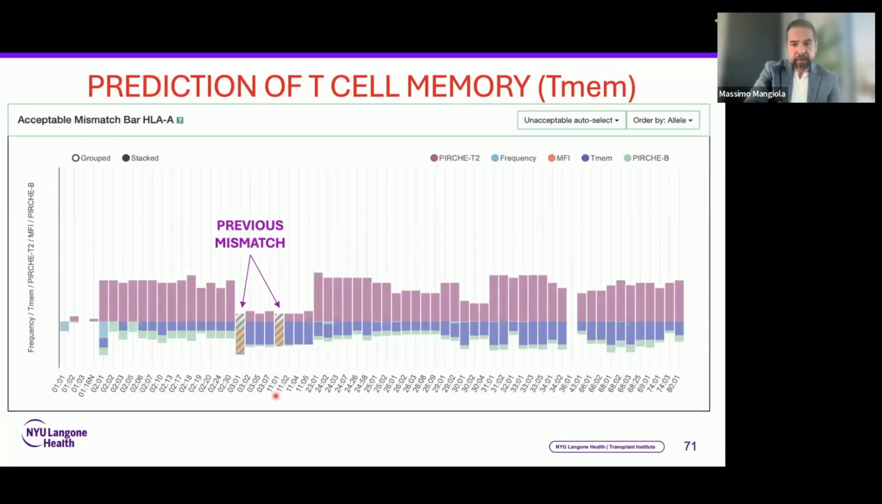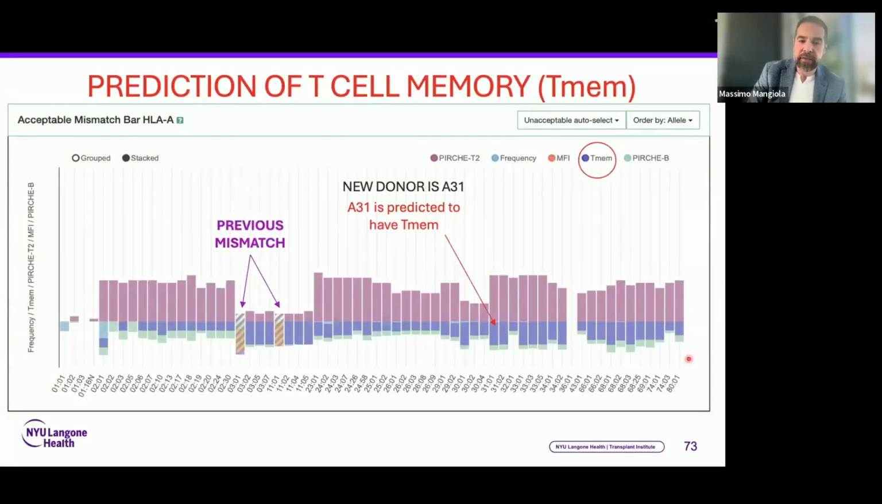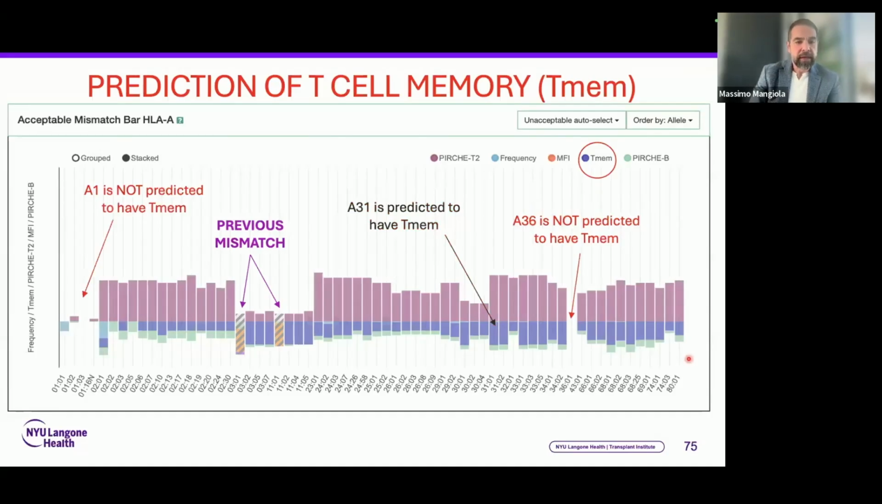And that's where you get the TMAM. The TMAM kicks in, which is this purple color that you see in the bar graph. It will show you which other HLA-A alleles have predicted T memory. So if your next donor is A31, although it's not the same as 0301 and 1101, it is predicted to have TMAM, because A31 most likely shares peptide with A3 and/or A11. But if your donor is A1 or A36, you can see that there is no predicted T memory.